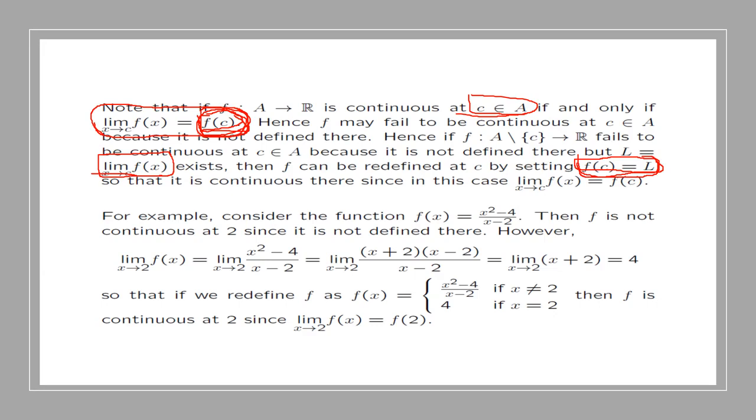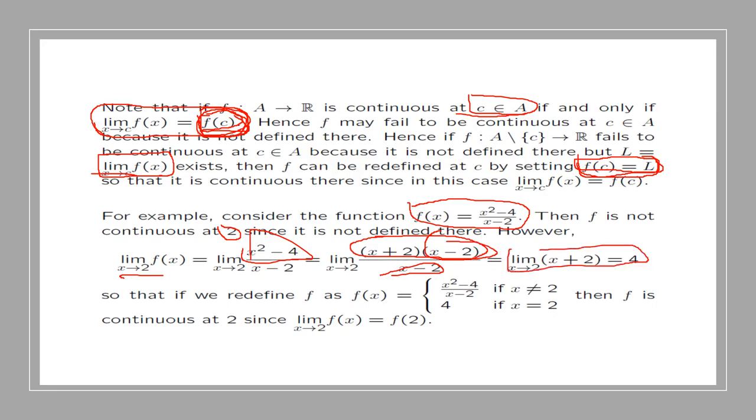So let's consider this example here. We look at this function, f of x is x squared minus 4 over x minus 2. This function is not defined at x equal to 2, right? But the limit as x goes to 2 exists. You note this is a difference of 2 squares, so you write it like that. Then this x minus 2 will cancel out with this x minus 2, so you have this limit here, which is equal to 4.